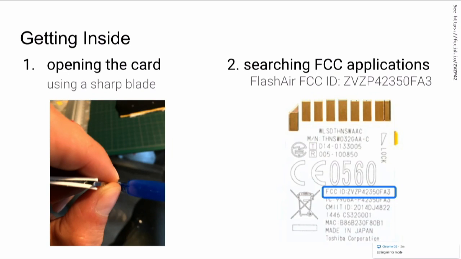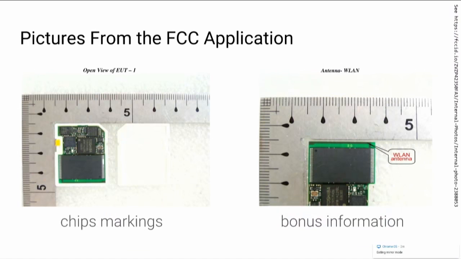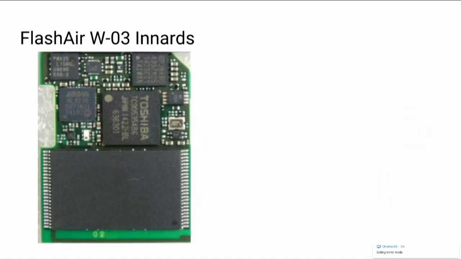So if you read these documents on the FCC website, you will discover some useful information. For example, here on the left, you have a PCB with component numbers. And if you are lucky, in this FCC application you will also have access to nice information. For example, here on the right, we can see that the black line is the wireless antenna. So using these pictures, it's possible to discover most of these components. So let's have a look at the PCB.